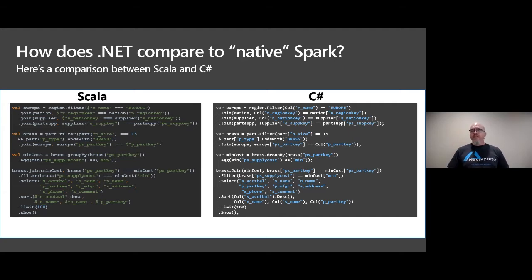On the left side is Scala. On the right side is C#. And the first thing you might notice is it's very copy-paste friendly. There are differences, but the differences are small enough that you should be able to take existing code examples.